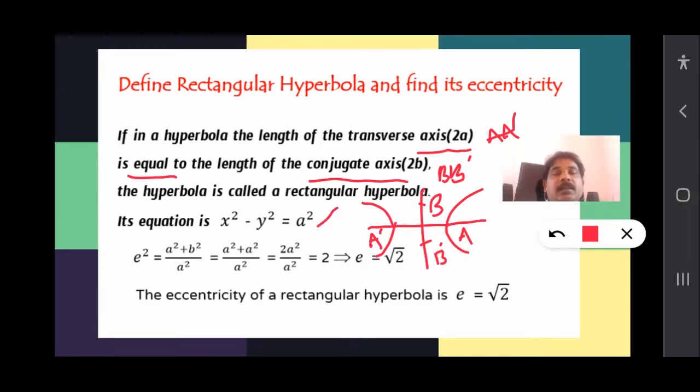Eccentricity: E square is equal to A square plus B square by A square. Here A is equal to B. Therefore, A square plus A square by A square, this is equal to 2A square by A square. A square gets cancelled. E square is equal to 2. Therefore, E is equal to root 2. The eccentricity of a rectangular hyperbola is E is equal to root 2. This is the answer.